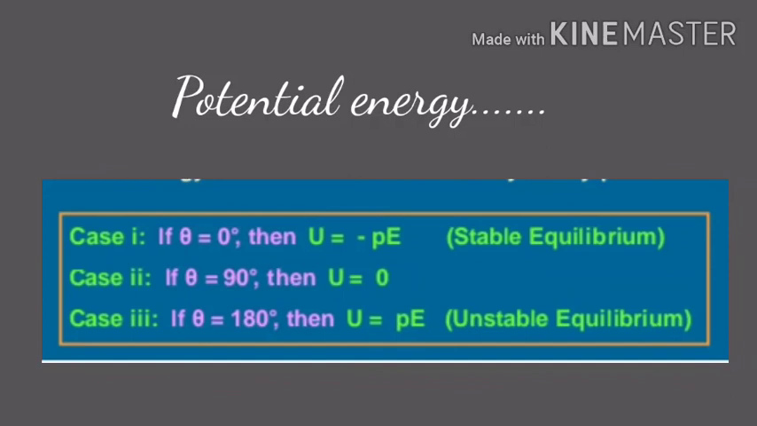Now we will talk about three special cases. If theta is equal to 0 degrees, then U is equal to minus pE, that is stable equilibrium. If theta is equal to 90 degrees, then the potential energy U is equal to 0. If theta is equal to 180 degrees, then U is equal to pE, that is unstable equilibrium.